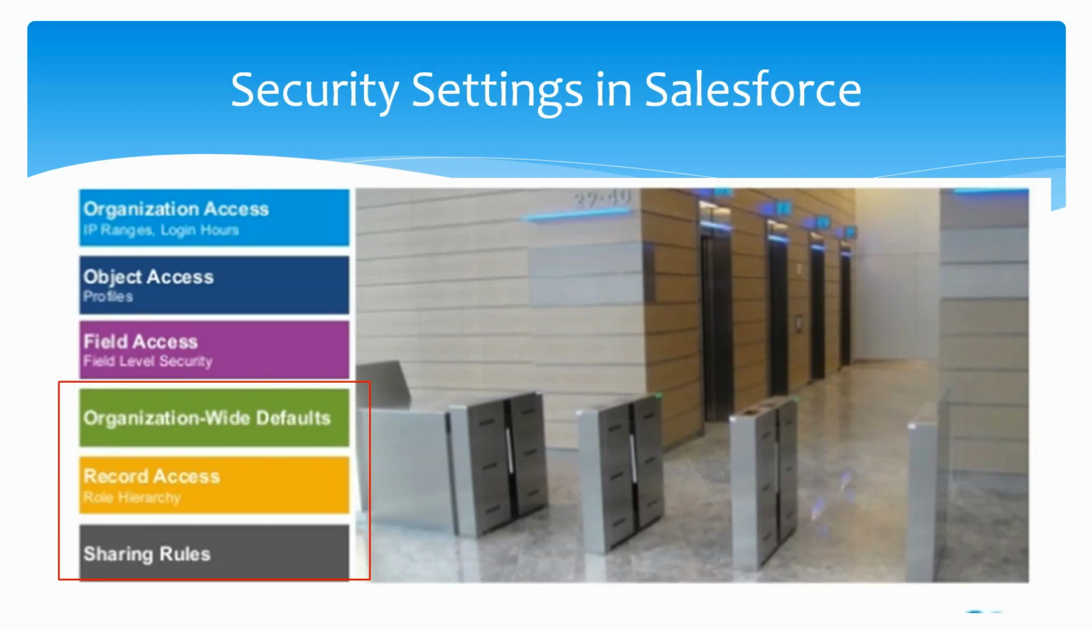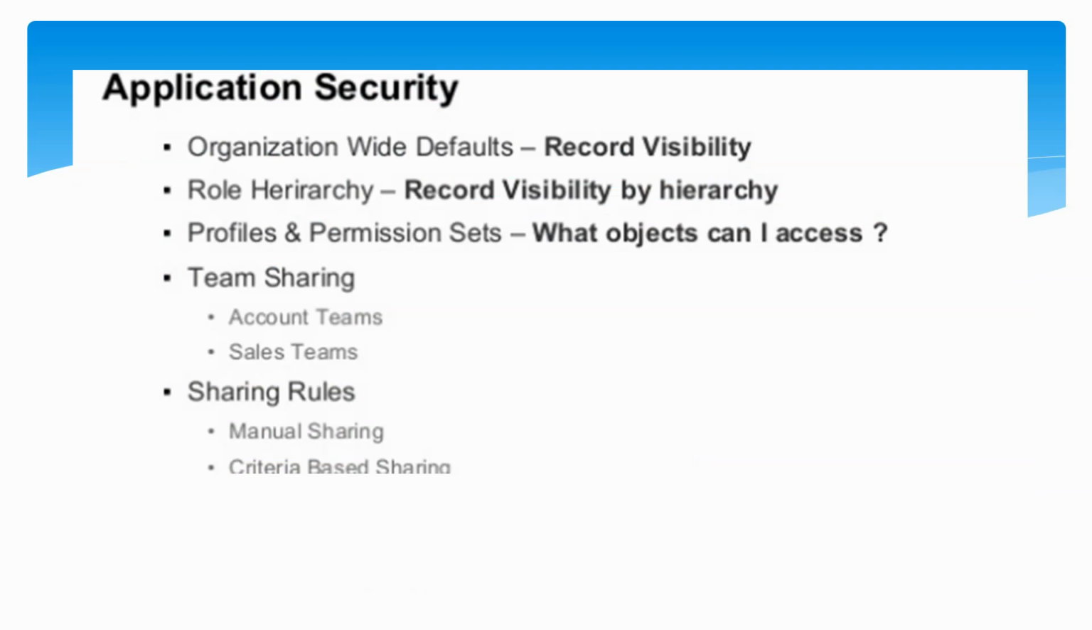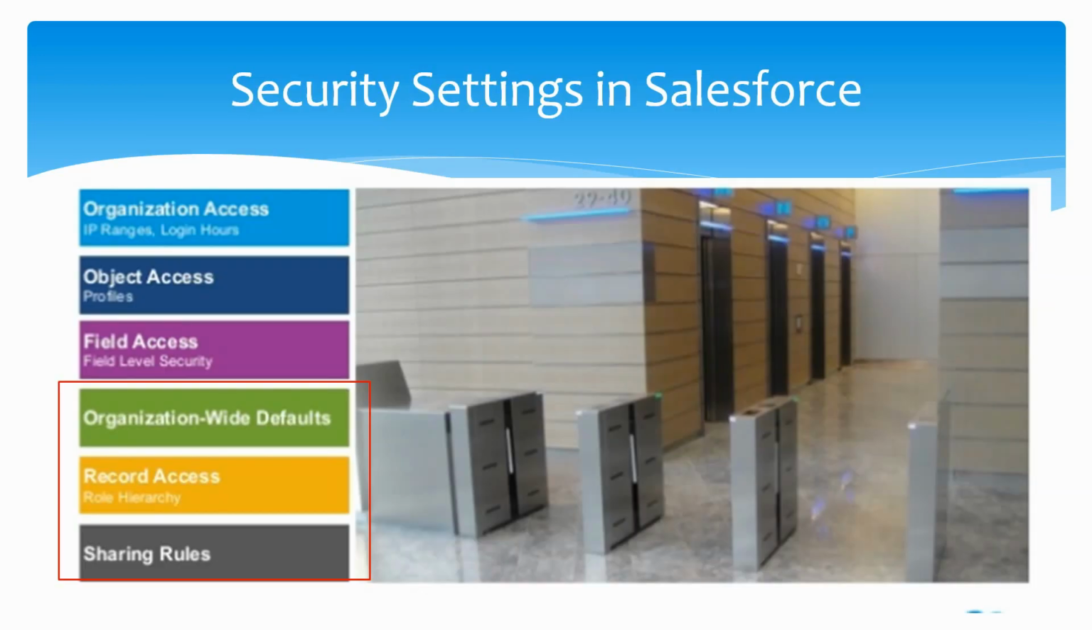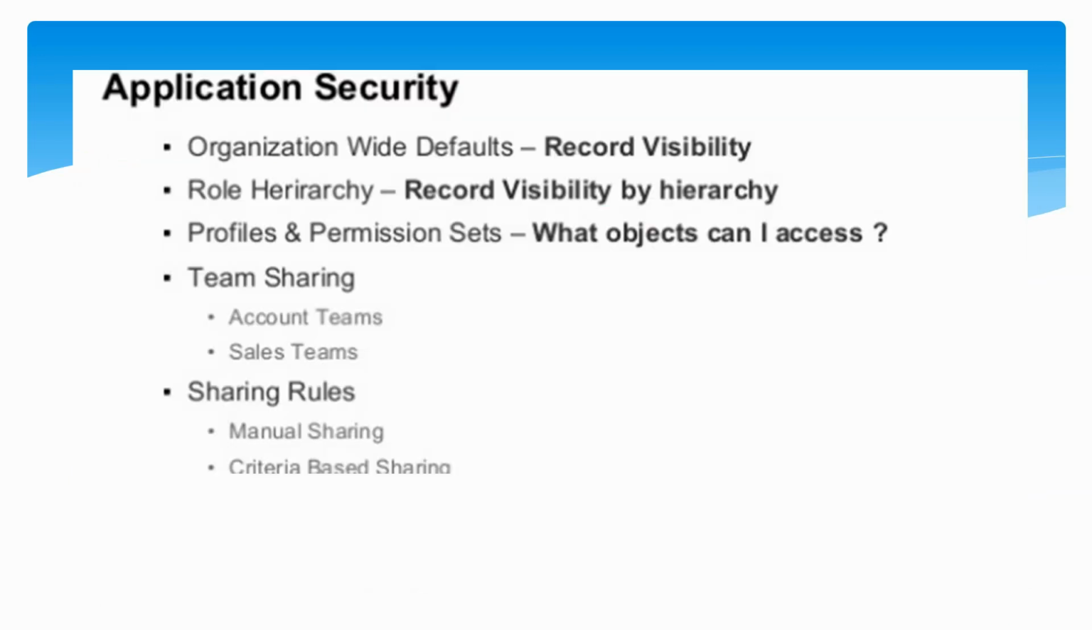If you look at the security settings in Salesforce, we have the organization, and in addition to that we also have some additional settings called security organization access, which can restrict the IP ranges and login hours from which a user can log in. Then object level access, which we already saw, then field level using field level access, and then we look at the record level.